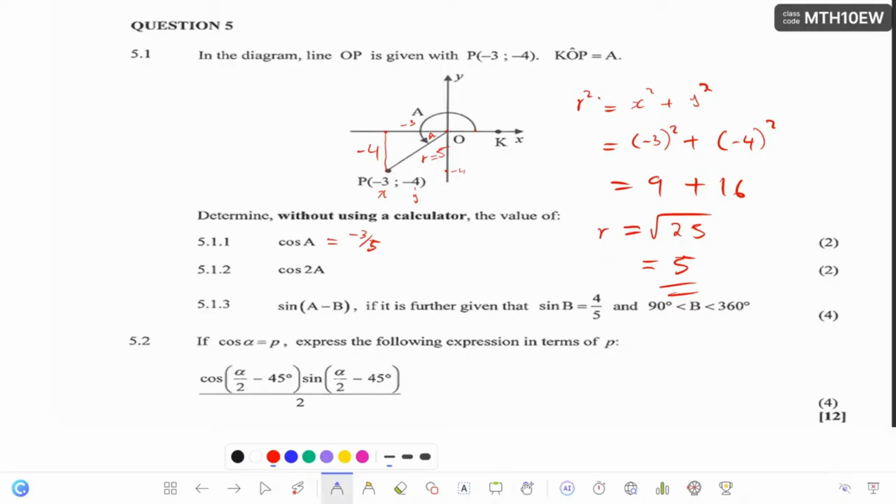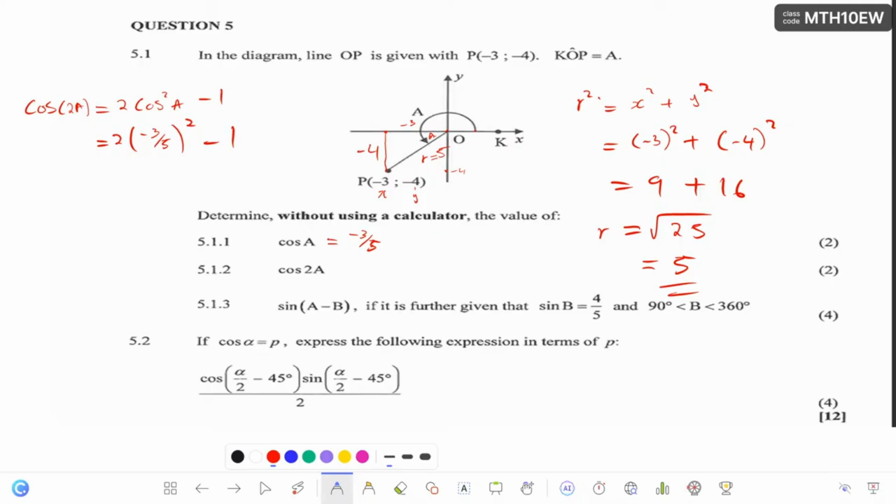For this one, it's a double angle. How can we solve this one? We need to change double angles. We know we can change double angles by saying cos 2A is the same thing as 2 cos squared A minus 1. And we already found cos A to be -3 over 5. So we are simply going to say 2 into -3 over 5, but don't forget that here is squared, minus 1.